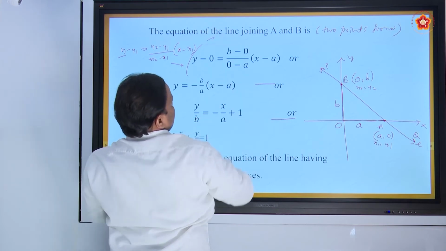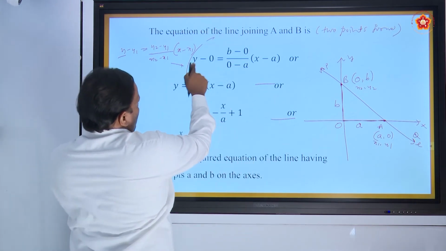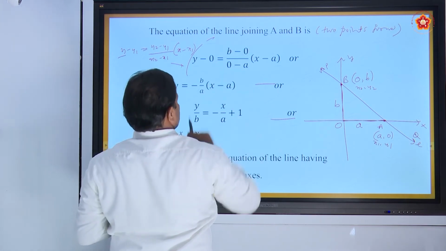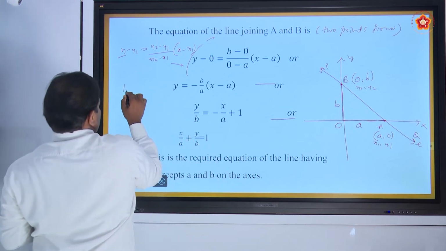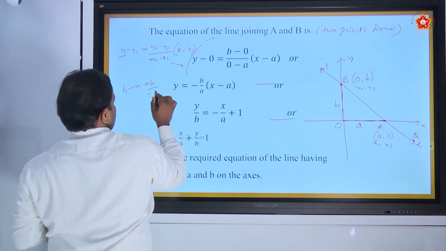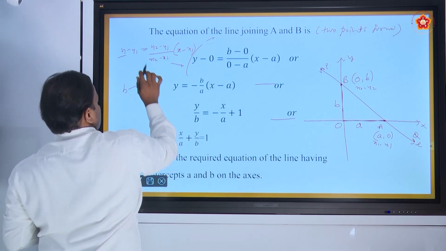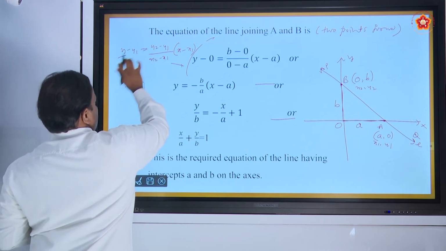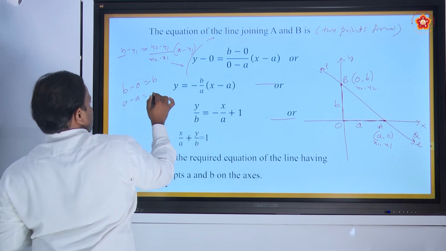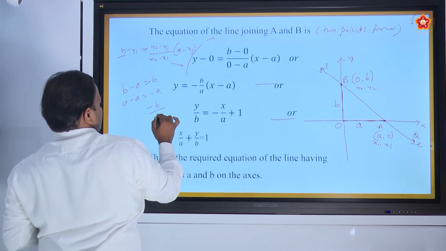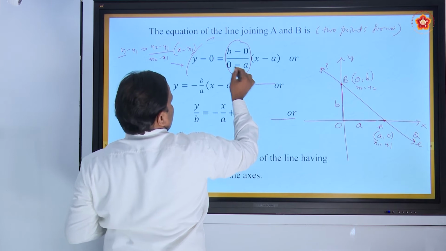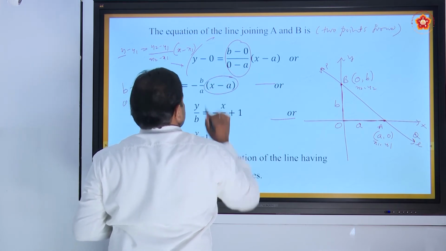Y minus 0 is nothing but y, correct? B minus 0 is b. 0 minus a is minus a. So b minus 0 is equal to b, and 0 minus a is equal to minus a, which totally becomes minus b by a. Correct? Simplification of this: b minus 0 is b, 0 minus a, and x minus a as it is.